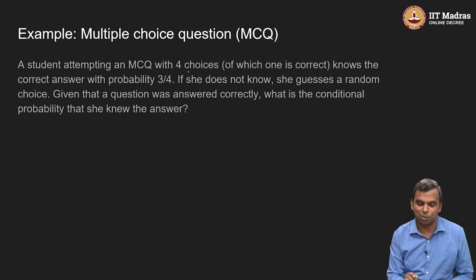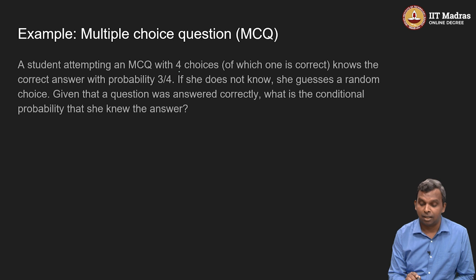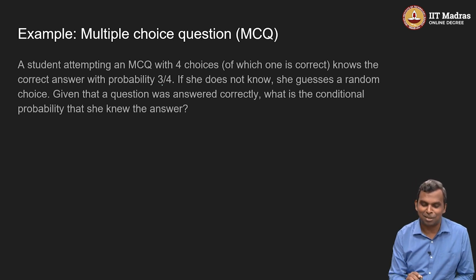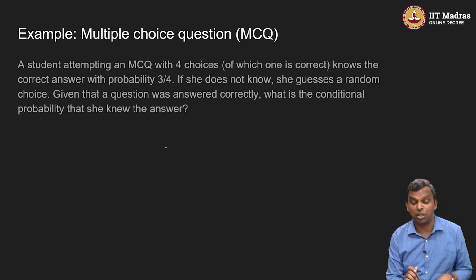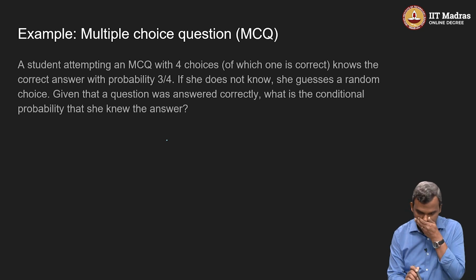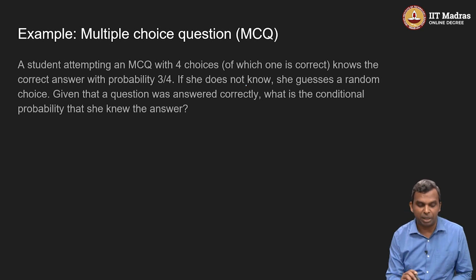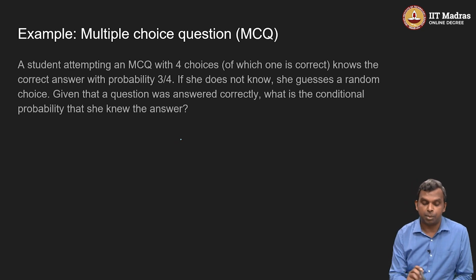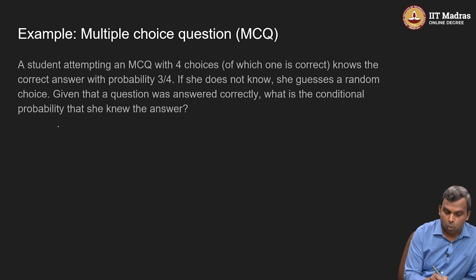When you go to a quiz in this program, you have multiple choice questions with 4 choices, right? One of them is correct, and maybe this is a good model for most people. For any question, there's a probability 3/4 that you actually know the answer. If you don't know, you're going to be guessing it, and that's like random. You randomly pick one. So supposing the question was answered correctly, what is the conditional probability that the student actually knew the answer? So what's given here?